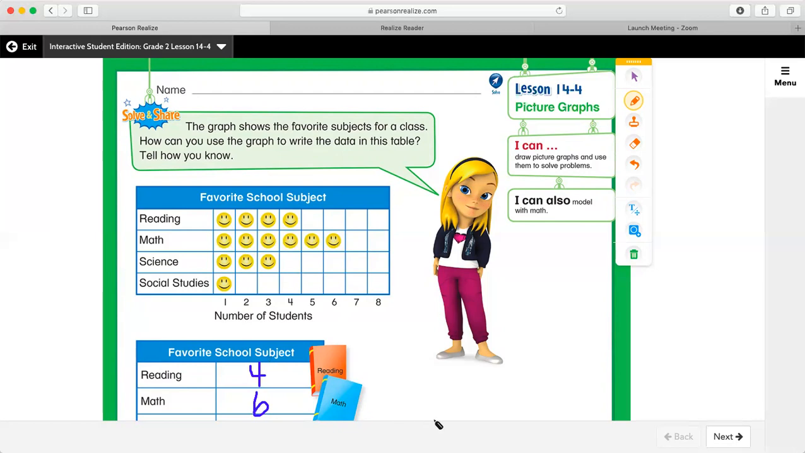And then I'll write science and social studies here. So we'll do 1 S for science, 2 S's for social studies. So science has 3 and social studies has 1. Whoa, we don't want that, do we? See, even teachers make mistakes.